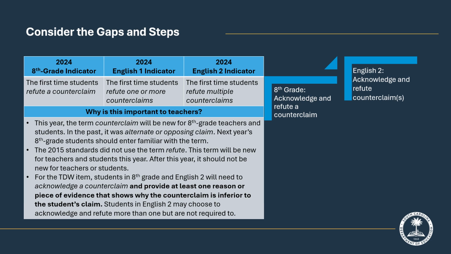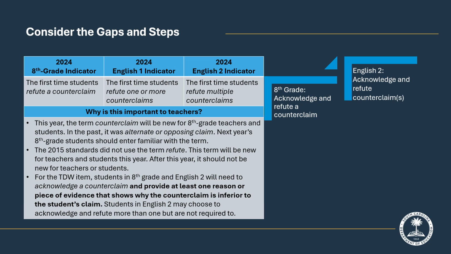You will notice in this table that we included English 1. Although there is no longer an EOCEP for English 1, it is important we look at how the indicator shifts between 8th grade and English 2.